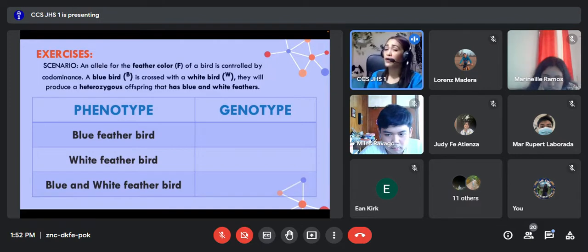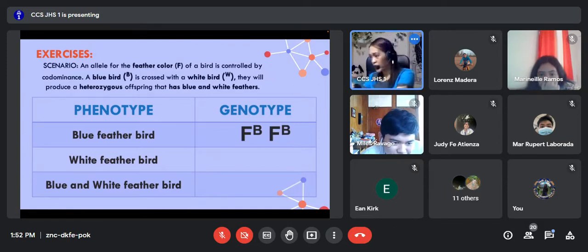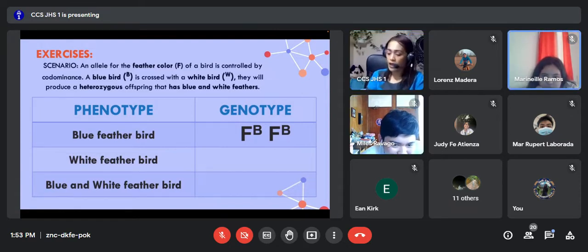Now what about if you have a homozygous blue feathered bird, meaning all parts of the bird are blue, covered with blue feather? So F, FB. Correct. Okay, Miles. Now what about white? FW, FW. Okay, FW.